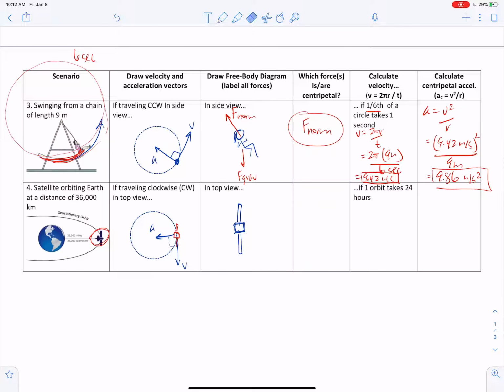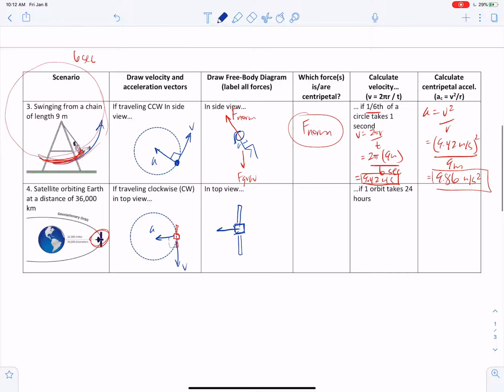And that specifically would be pulling this way. Right, towards the Earth. So what's the centripetal force? Gravity. Gravity is acting as the centripetal force in this case. And now what's the velocity?